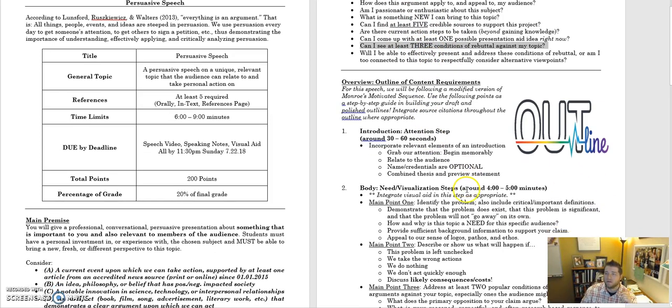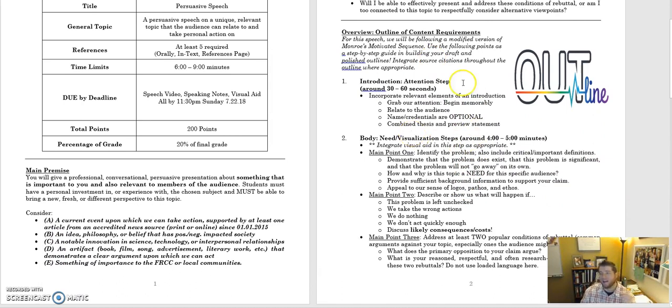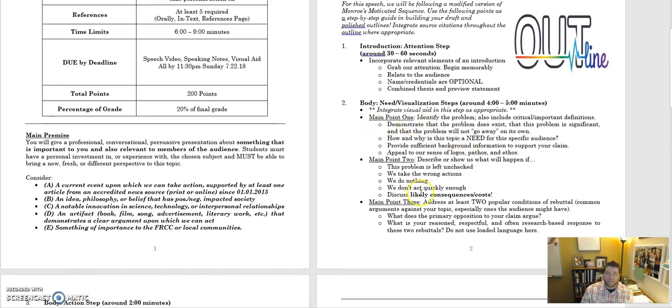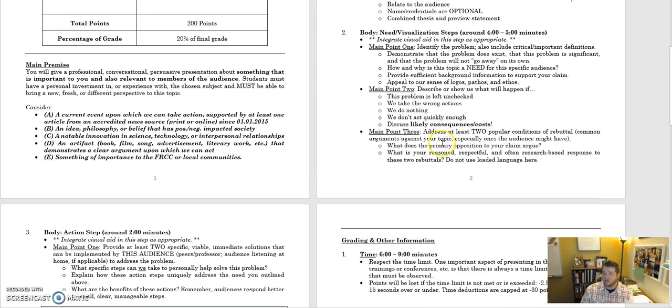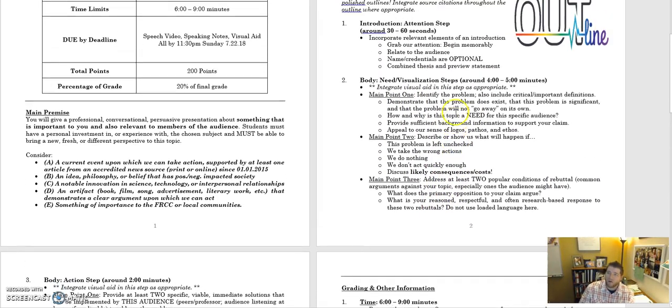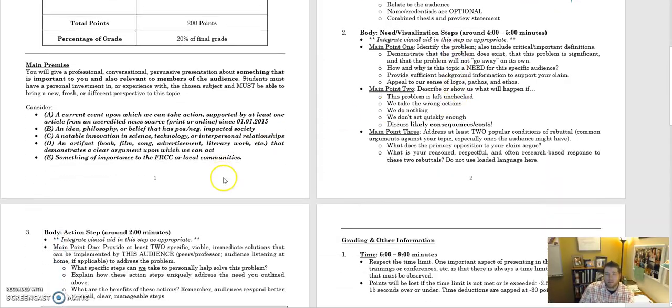Okay? So then I've broken down the outline again. Again, these are just around-ish times. Okay? And by the way, I realized here I put integrate visual aid in this step as appropriate. You can use visual aids in your introduction as well. Okay? You really can. I break it down and I just kind of give you a way to go about this speech here. Follow it, and it should be helpful.